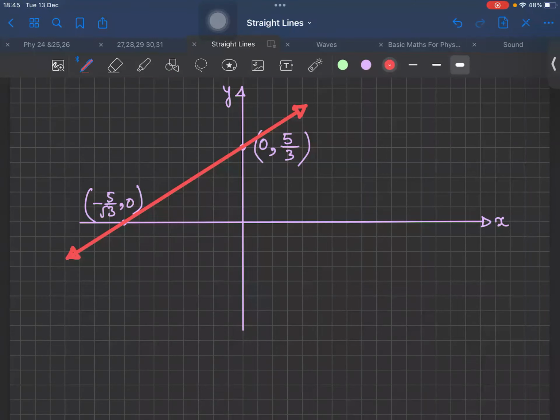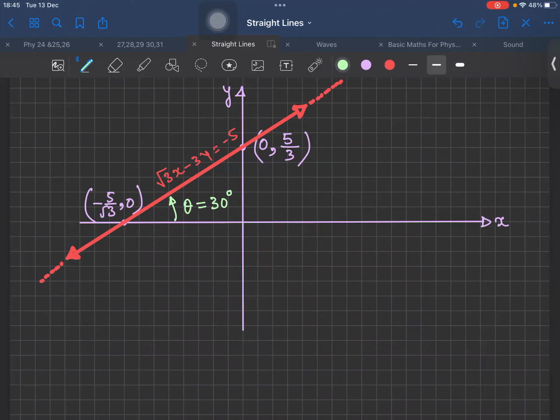Why the arrowhead? That means the line will keep going on. It is never ending, that's the meaning of the arrow. In both directions, the line will keep going on. All right, so this is the equation of line: root 3x minus 3y is equal to minus 5. Now the value of theta also we have got, right? Theta we have got is 30 degree.